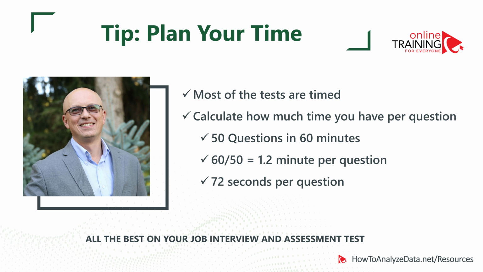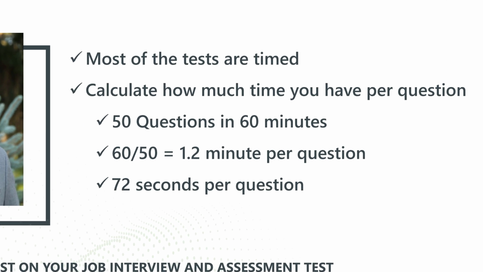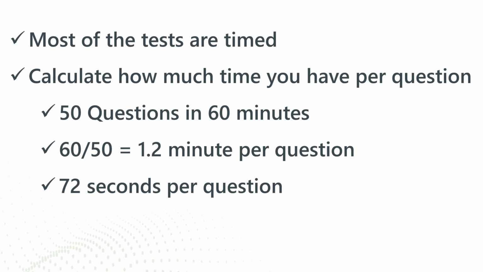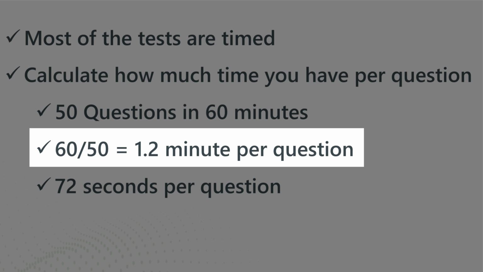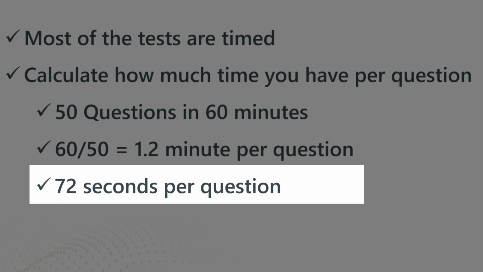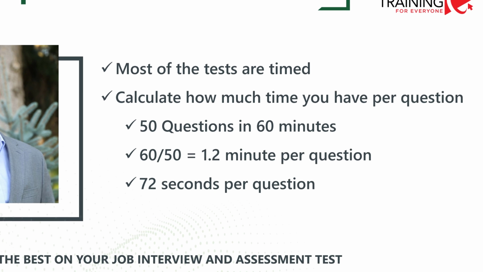Let me give you a tip on how to plan your time during the test. As you're probably well aware, most of the assessment tests are timed. One thing you can do to increase your chances of passing the test is to calculate how much time you would have per question. For example, if you have 50 questions that you need to complete in 60 minutes, you can do a quick math in your head. By dividing 60 by 50, it will give you the answer that you need about 1.2 minutes per question, which is the equivalent of 72 seconds per question. Having this information handy will tell you how much time you need to allocate per question.